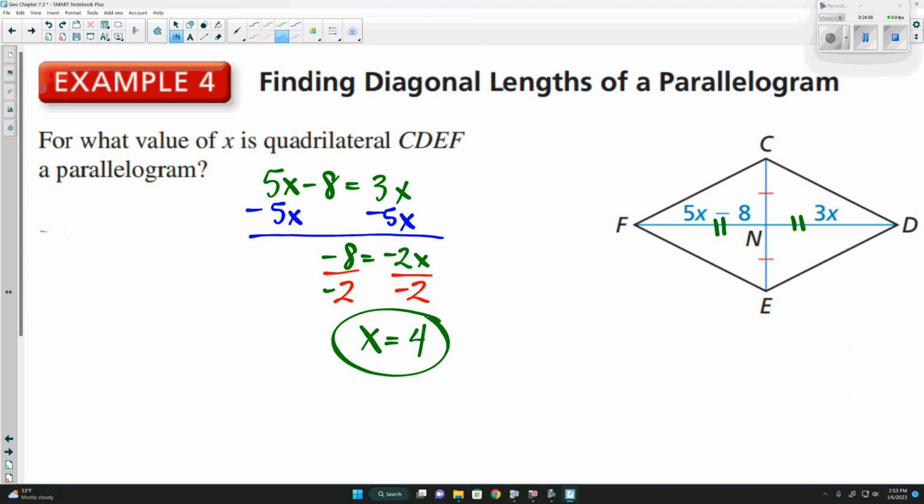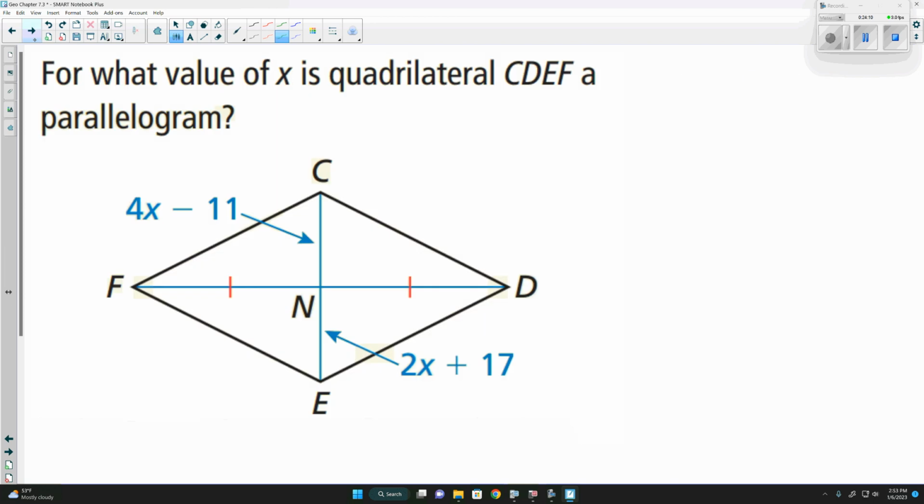Questions on this here? Do we feel comfortable with this here? Because the other 2 examples that we have are the exact same thing. Nothing any different. It's just set these 2 equations equal to each other and solve for the value of x.